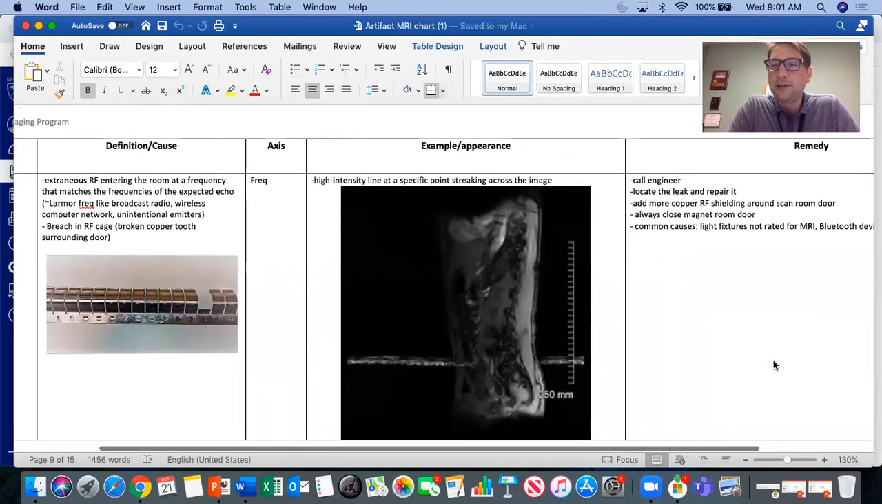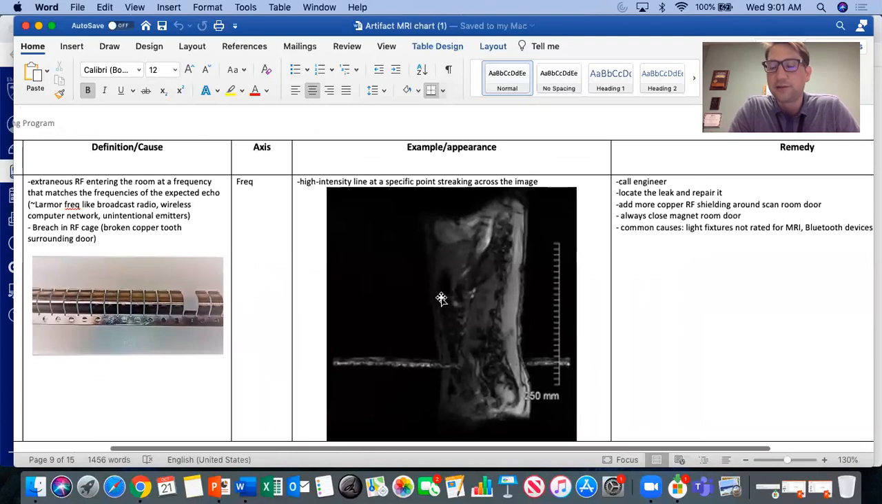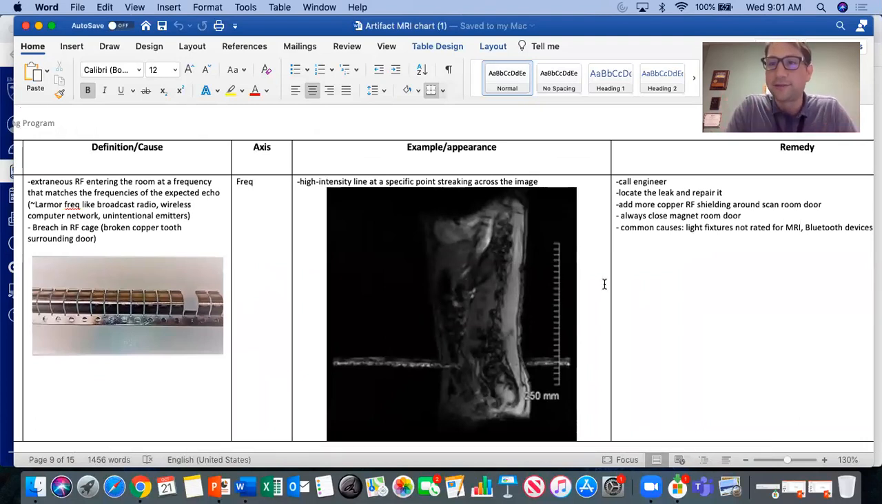Okay, so remedies: we need to call the engineer. Sometimes we can't locate this extraneous RF energy coming into the room. We've looked everywhere. We've turned off all the monitors in the department. We've checked all the light bulbs. We've seen if there's a random Bluetooth. We checked the Faraday cage and we still can't locate it. That's when you need to call the engineer.